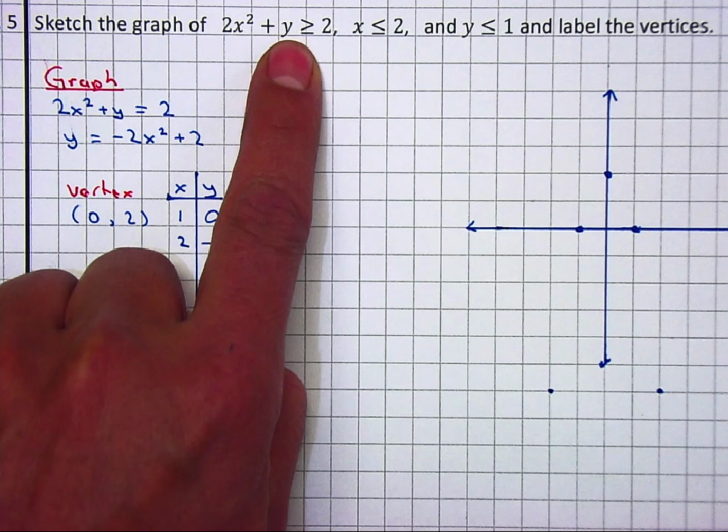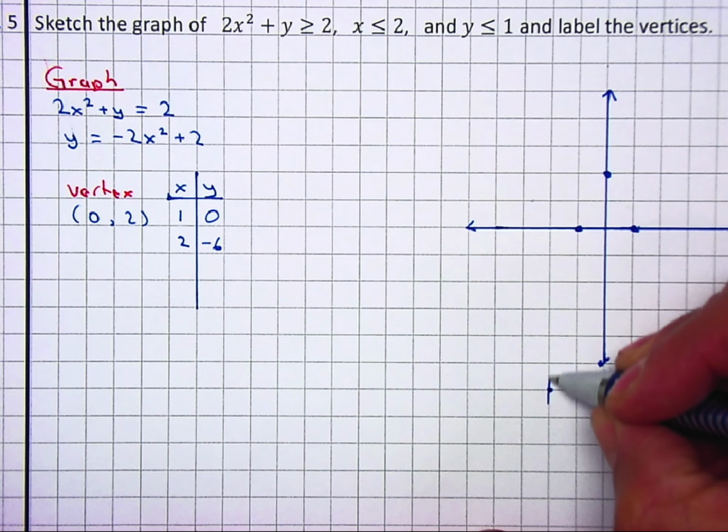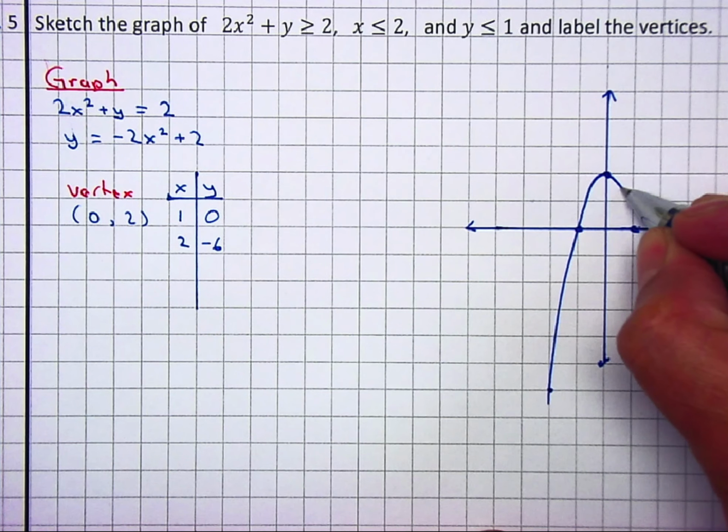Now in this case, this is going to be a solid line. So I want to make sure that I make it curved as a parabola. So curve it and come back down.